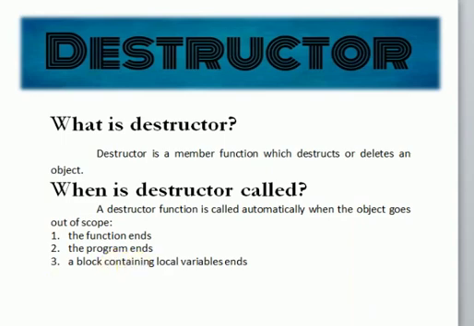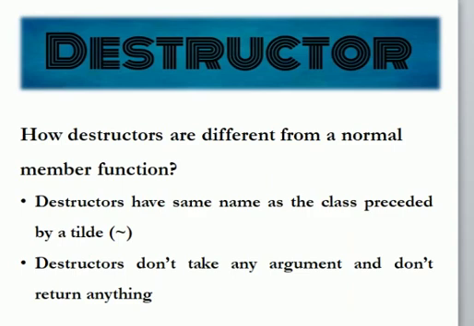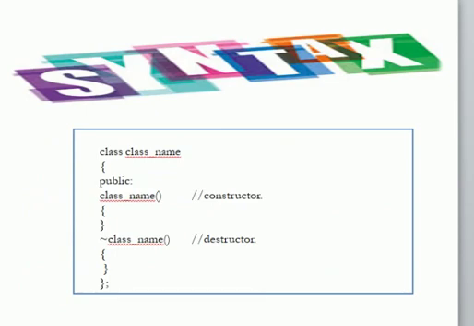Next we will see how a destructor differs from a normal member function. A destructor name and class name should be the same, but it is preceded by a tilde symbol. It is also the same as a constructor, but a constructor does not have any symbol, whereas a destructor has a tilde symbol to identify it. A destructor does not take any argument or return anything. For the syntax, we define the destructor inside the class by using this tilde symbol. So here I declare the destructor within the class. We can see it with an example.